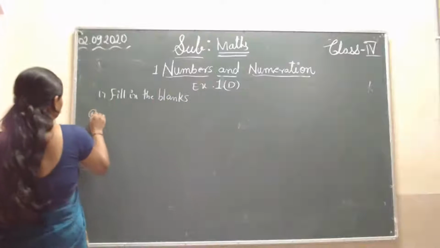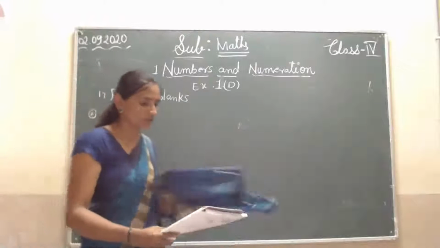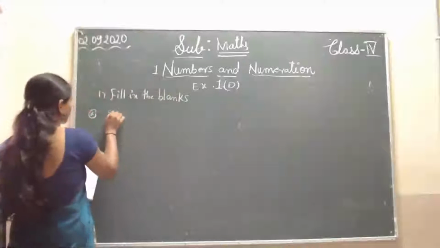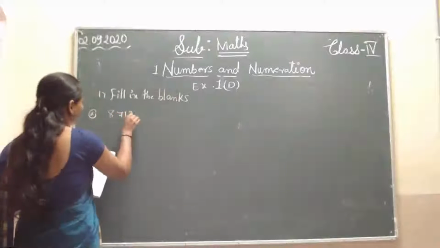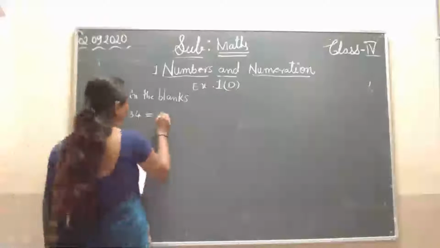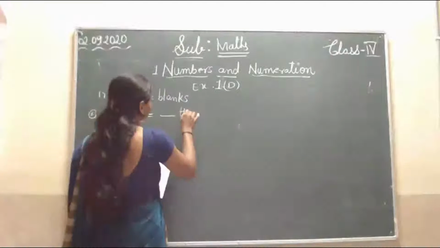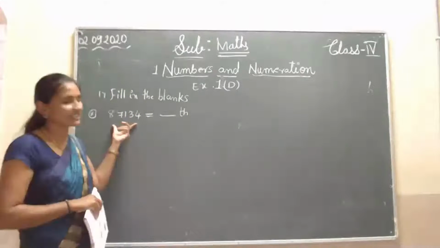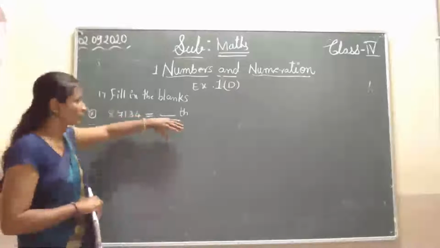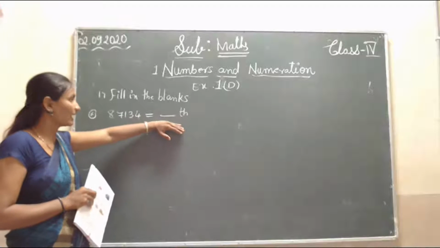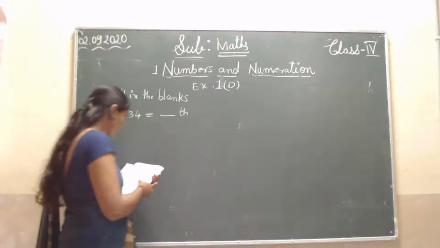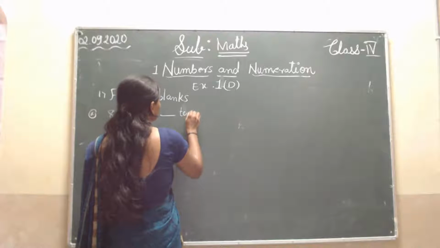So A1. What is the A1 question, students? The A1 question given here is 87,134 is equal to dash 10,000. What is the value of the 10,000? That is given to 5 digits. But here the digits are given, and afterwards we have to fill up the dashes. What is the number here? You know that first is given, so 10,000.